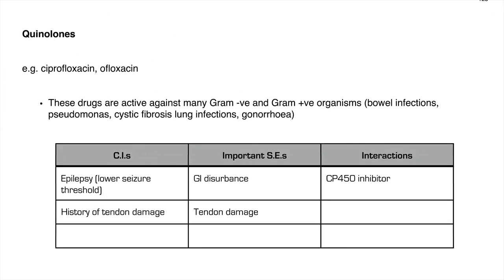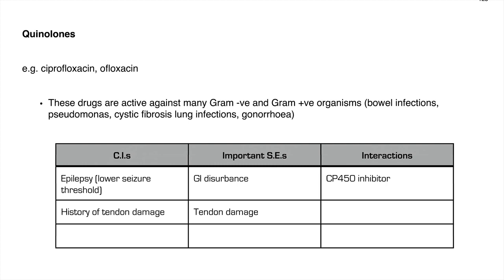Okay, now the quinolones. Now by quinolones I mean ciprofloxacin and ofloxacin. These drugs are effective against many gram-positive and gram-negative organisms, and they're particularly used in a couple of conditions. They're used commonly in bowel infections, for Pseudomonas infections in patients with cystic fibrosis, and they're also used in the context of sexually transmitted infections such as gonorrhea.